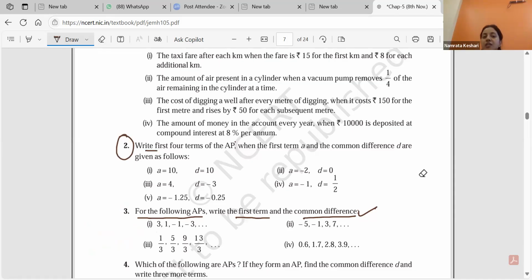Always read the instruction carefully. If you encounter any new type of question in your question paper, read the instruction carefully. If it is not making sense, then read it again. Here it's written: write the first 4 terms of the AP when the first term a and the common difference d are given. That means A1, A2, A3, A4. We have to write the first 4 terms when the first term and the common difference are given. Now here I want to show you a structure. Just a moment.